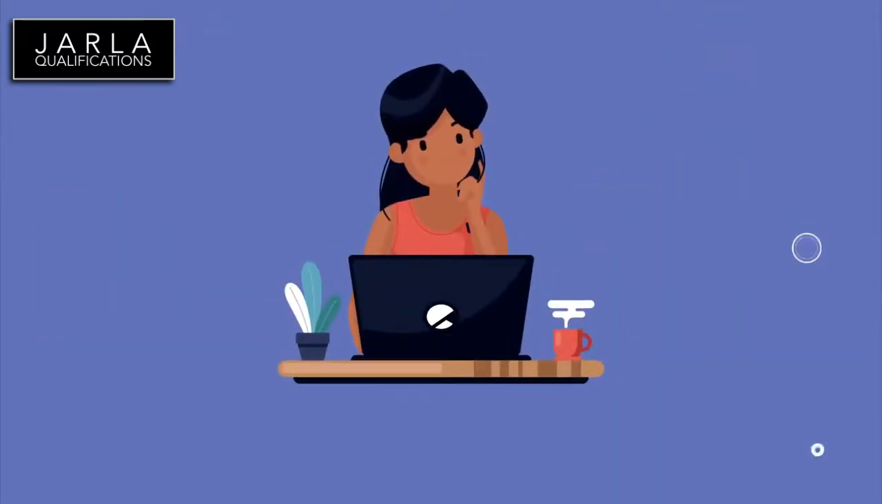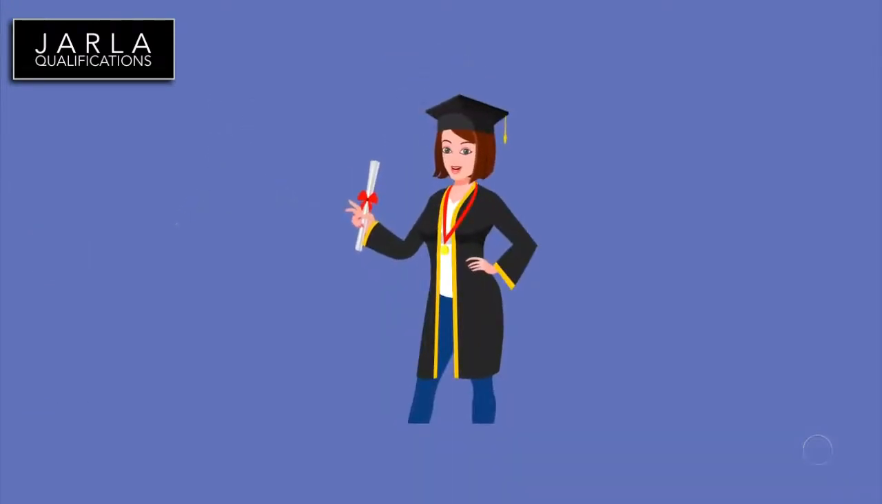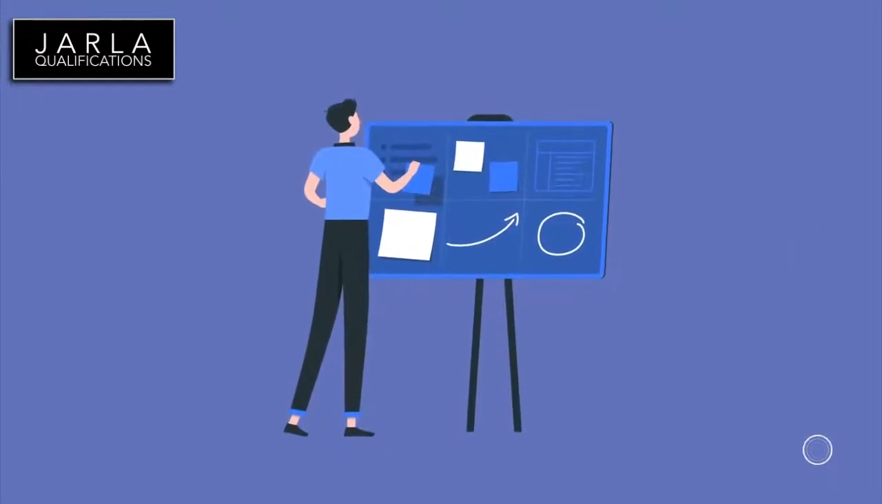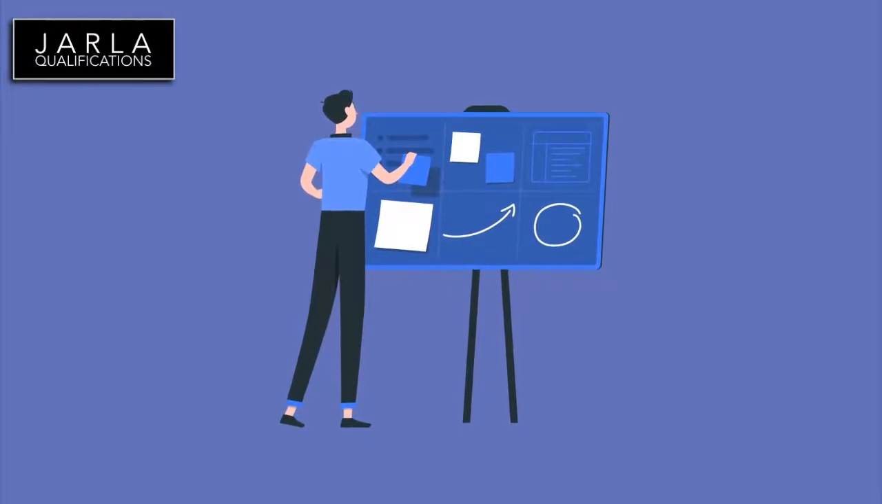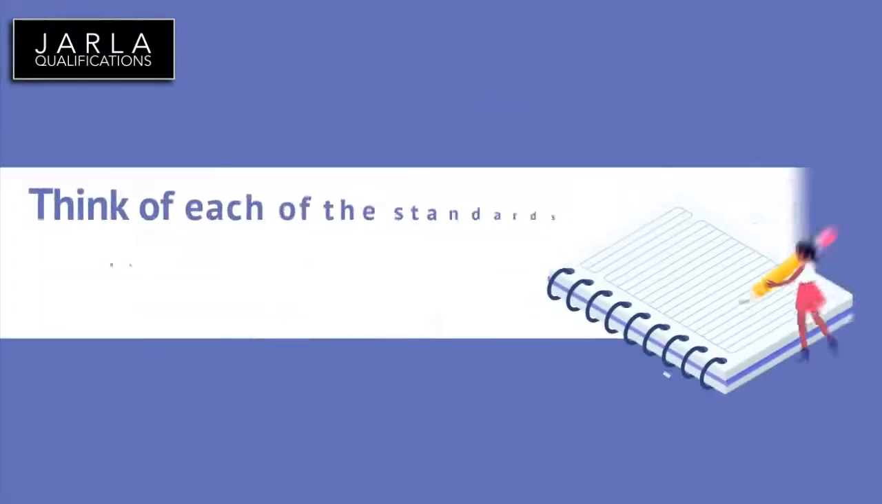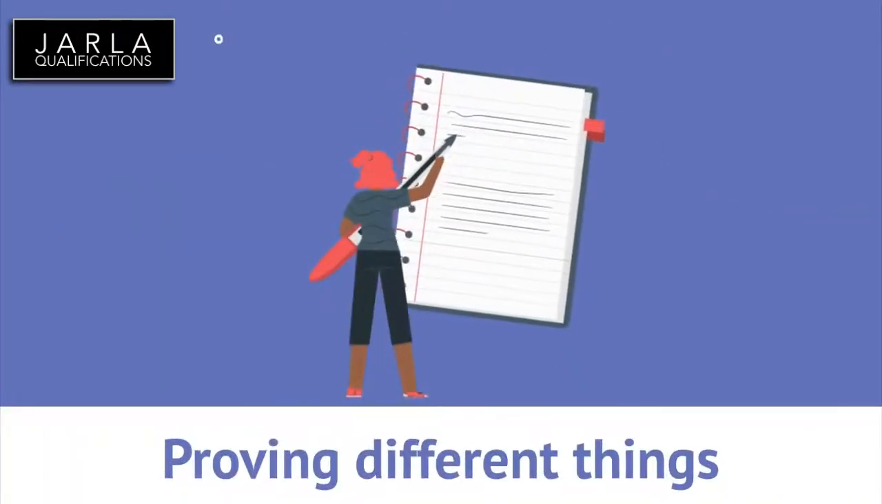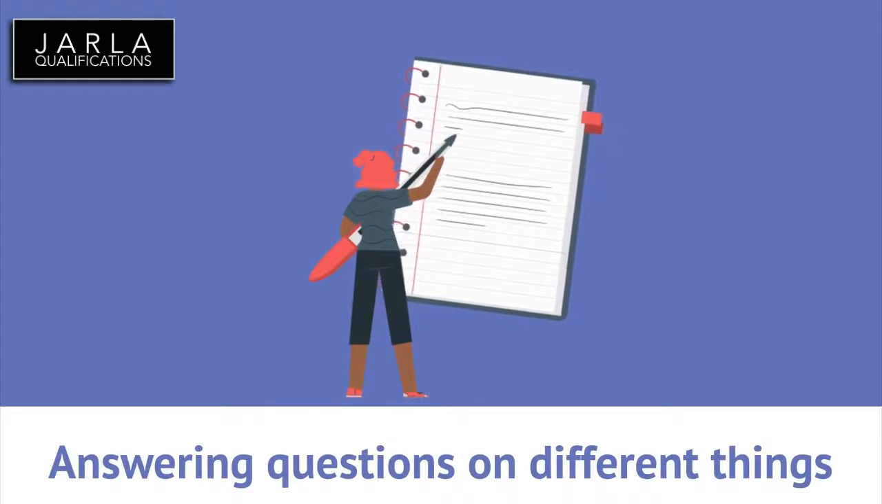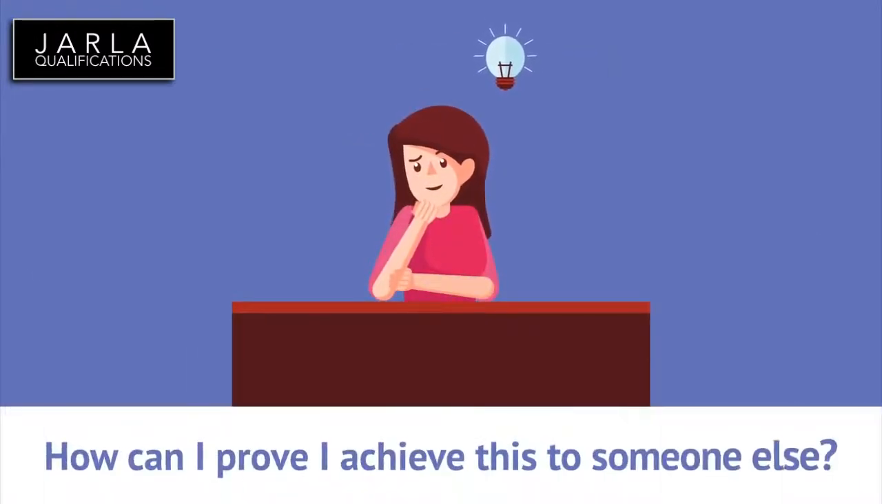For each of these examples, you will be asking yourself, what proof do I have? It might be specialist knowledge from your degree or continued professional development to show subject knowledge, or proof that you can manage a lesson well from observations of your lessons during a quality assurance exercise. So try to think about it in that context. Think of each of the standards as a question that you are trying to answer. You are proving different things or you are answering questions on different things. Simply, for each standard and subgroup, you have to think, how can I prove I achieve this to someone else?